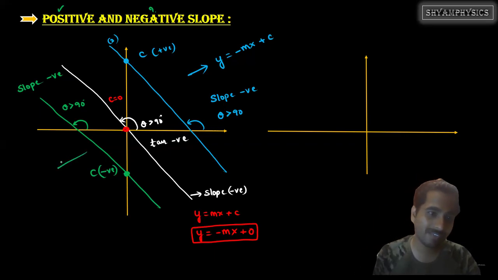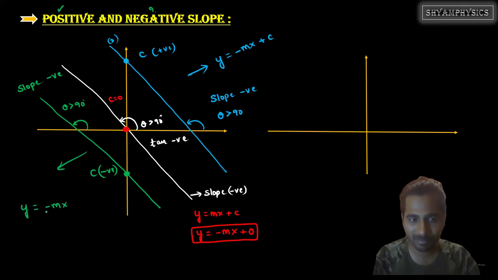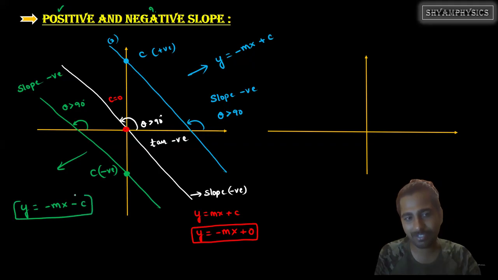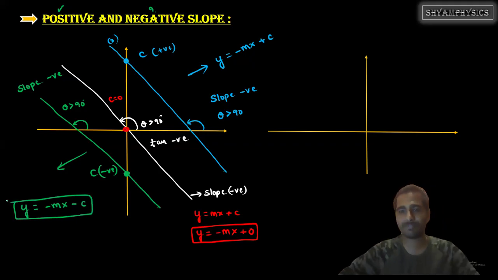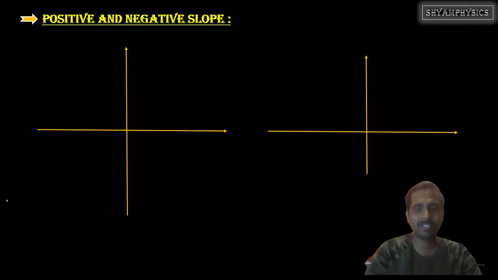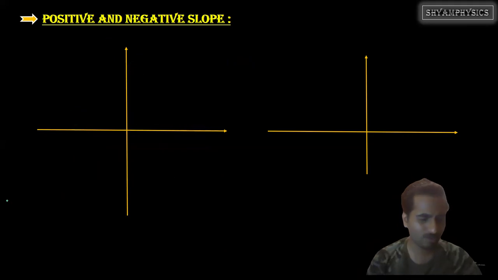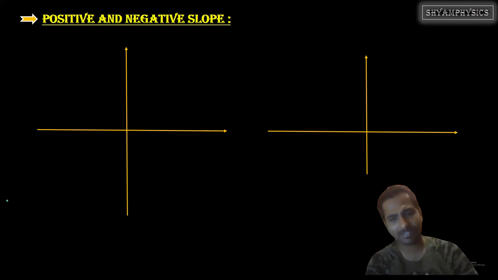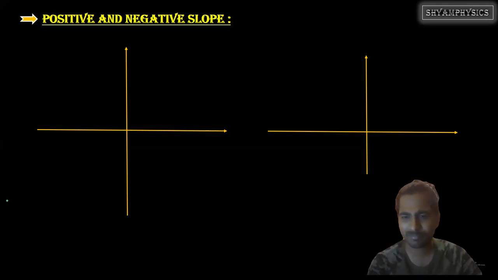So what is the straight line equation you'll write for this graph? It's very simple. y is equal to, slope is negative, sir, minus mx. m stands for slope, minus c. This is the straight line equation for this graph. Done? Good. Now, coming to one more point. Slope is positive, agree. Slope is negative, agree. What is the minimum slope?